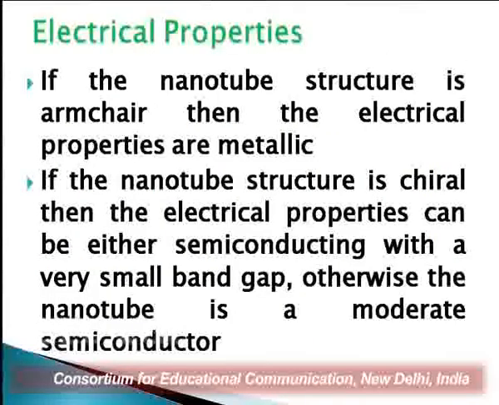What are the electrical properties of carbon nanotubes? If the nanotube structure is armchair, then the electrical properties are metallic. If the nanotube structure is chiral, then the electrical properties change and it works as a semiconductor with a very small gap. As we prepare the nanotubes using the chiral vector, we see that as the structure changes, its property changes.